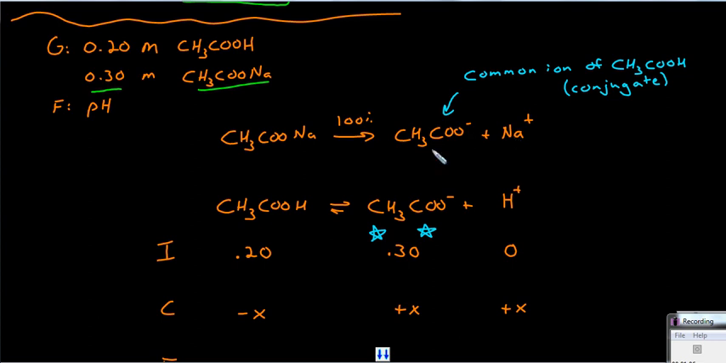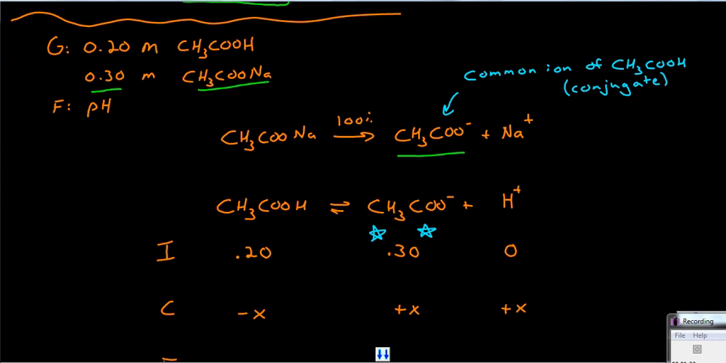But acetate here, this is a common ion of acetic acid. It is the conjugate base of acetic acid. And being that it's a common ion, it's going to have large effects on the acidity of the acetic acid and of the pH of the solution.